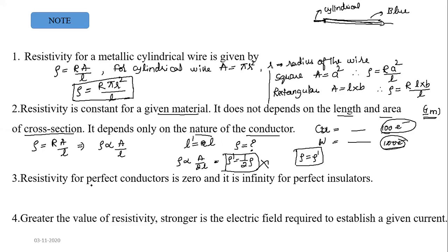Third one: resistivity of a perfect conductor is zero. So for a perfect conductor, resistivity is zero. So for perfect conductors, resistivity rho is equal to zero, and it is infinity, that is rho is equal to infinity, for the insulators. Why does this happen? For perfect conductors, resistivity is zero. For a perfect insulator, resistivity is infinity. So what is the value of resistance for perfect conductors? What will be the value of resistance?